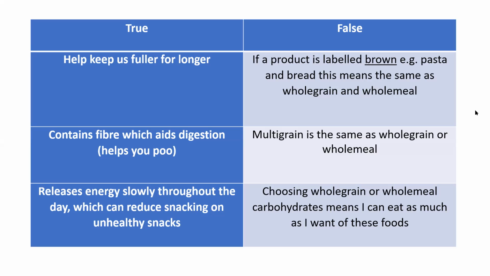So a couple of false things are, if a product is labeled brown, e.g. pasta or bread, this isn't the same as whole grain. So be wary when you're buying bread to look for the whole grain option and not the brown option. Because when it says brown, it's just white bread, but they've put a bit of colouring in there. It's best to go for the whole grain. And multigrain is not the same as whole grain or wholemeal. And just because you have wholemeal, whole grain, doesn't mean you can eat as much of it as you like as well. So you have to be careful about how much of that starchy foods that you're having.